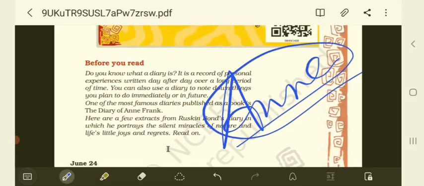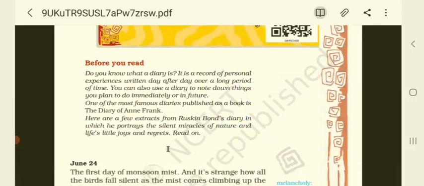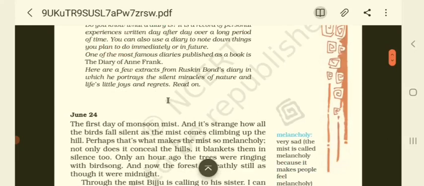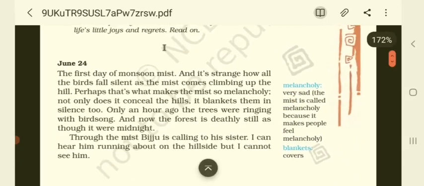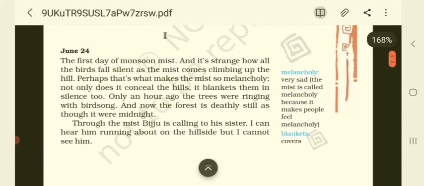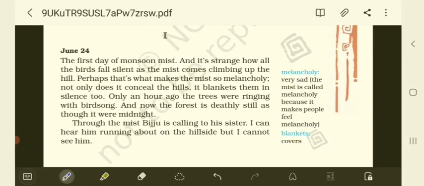See, this diary is also divided into a few parts. What we are going to take up today is the first part, and if time permits, the remainder parts as well. Okay. So part number 1, June 24. But before we begin, there is a word I want you to know the meaning of. It's clearly written here, melancholy. What is melancholy? Something which is really sad. Here mist is called melancholy because it makes people feel sad. And blankets refer to covers. So let's see.